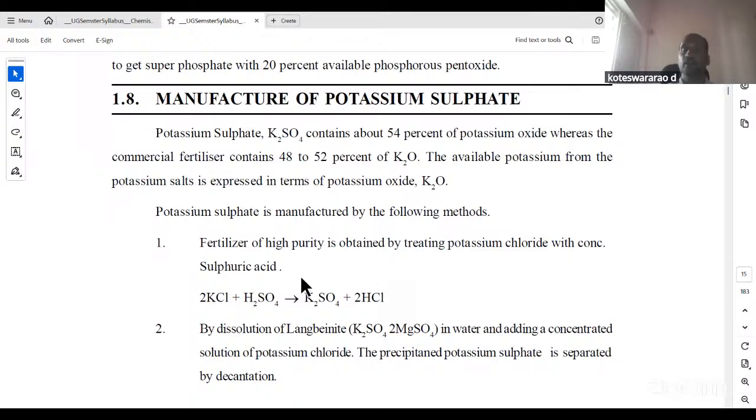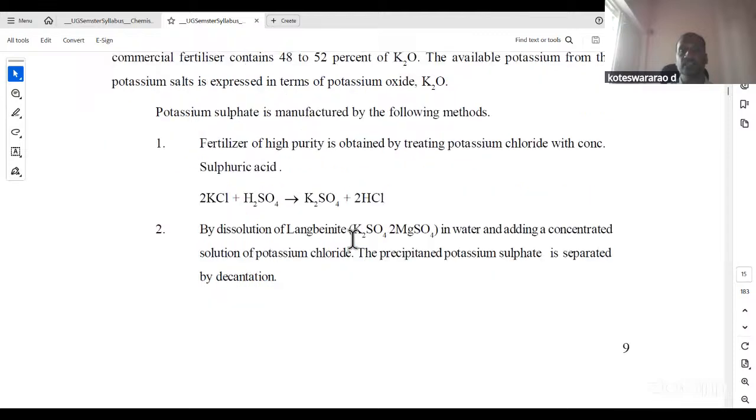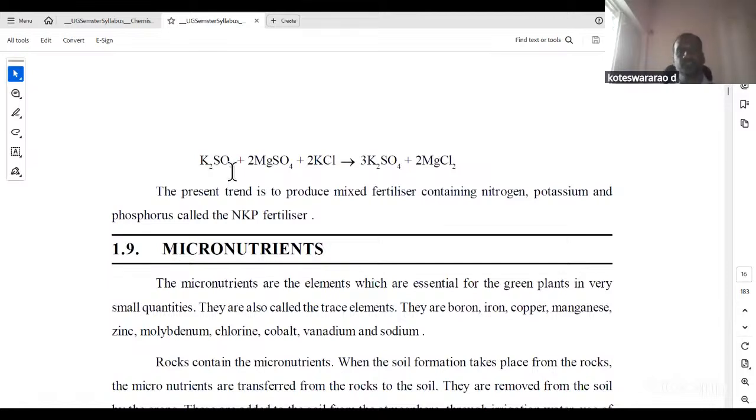A layer of liquid is decanted. The resulting solid is called potassium sulfate. This is the reaction: potassium sulfate, K2SO4, and magnesium sulfate react with KCl. These two are getting reacted, which leads to the formation of potassium sulfate and magnesium chloride.